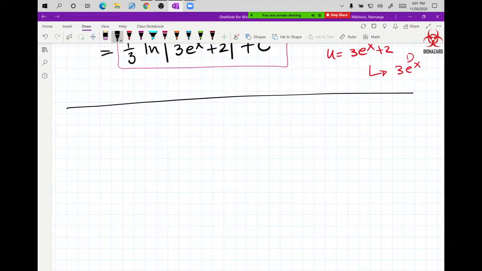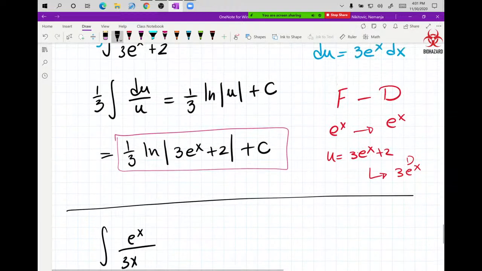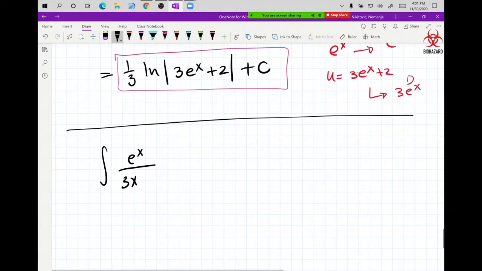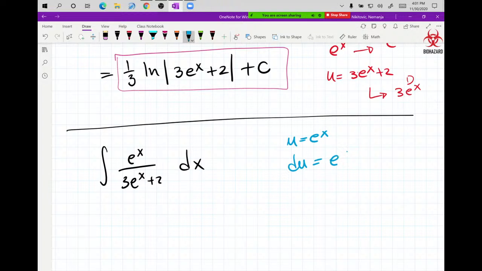So if we take the same problem of e to the x over 3e to the x plus 2 dx, and you say, let u be e to the x, then in that case, du would be e to the x dx. Fine, but you will have to do one more substitution, because now what you get is du over 3u plus 2.